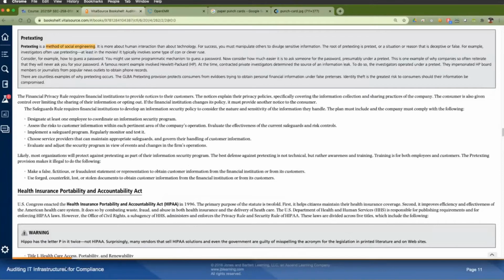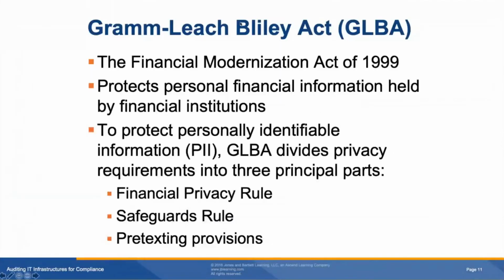All right. Go back to the slideshow. So that's the GLBA that does that. So we need to know that. So we've talked about Starbucks, we've talked about FSMA, and then this is GLBA.